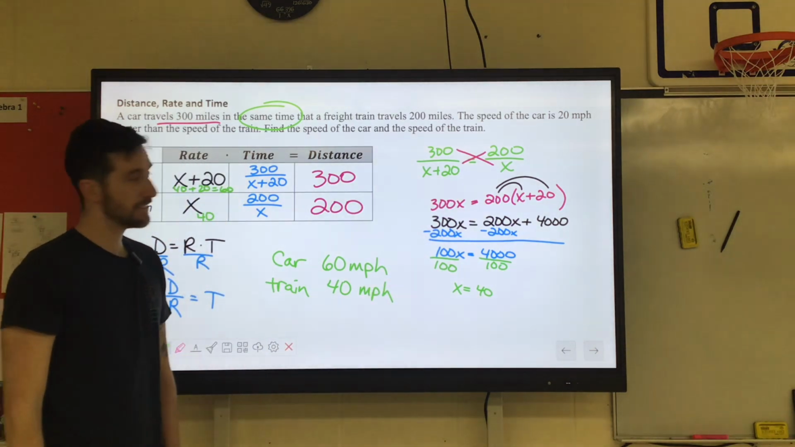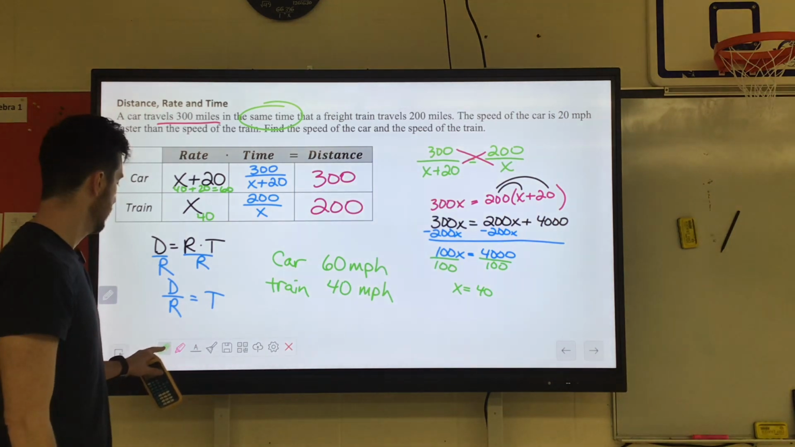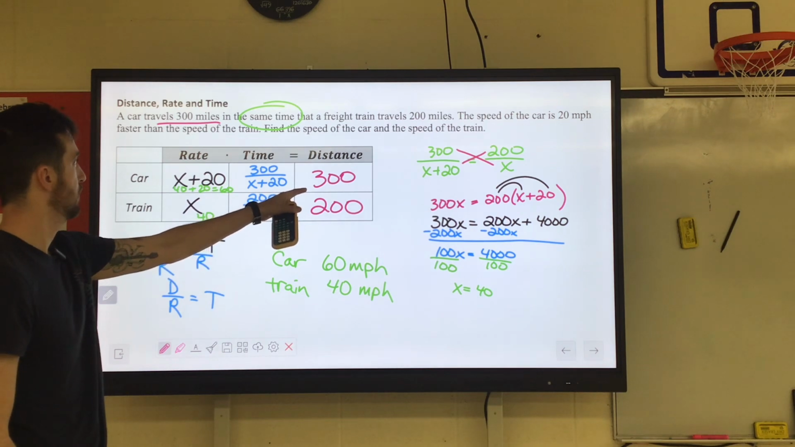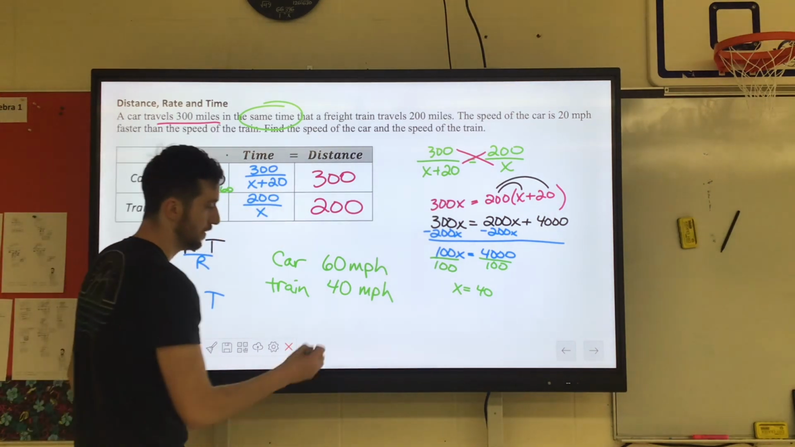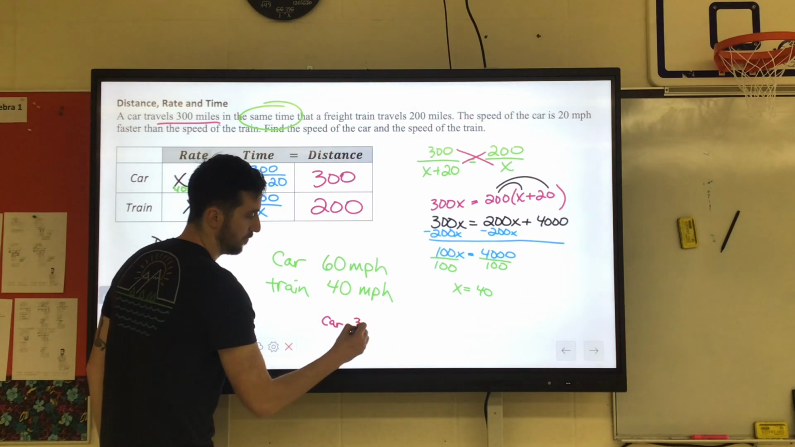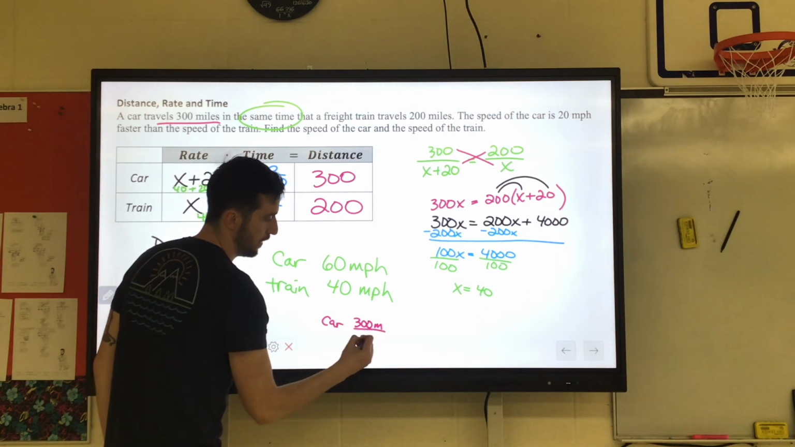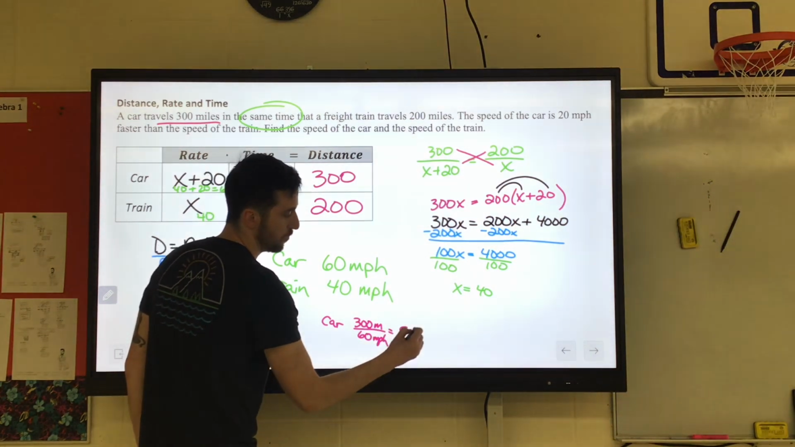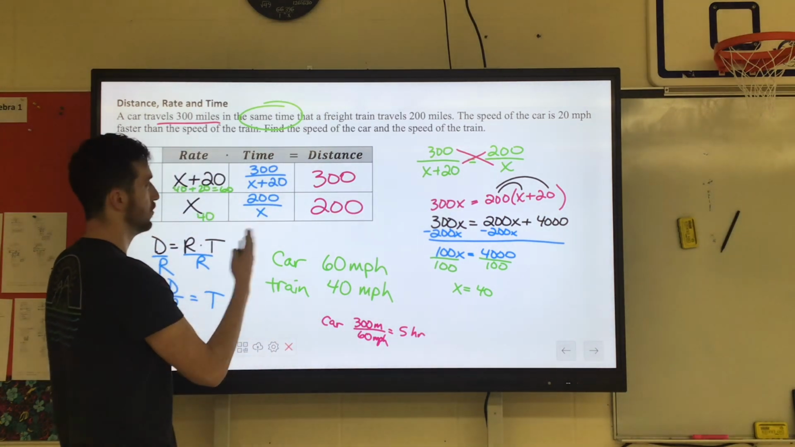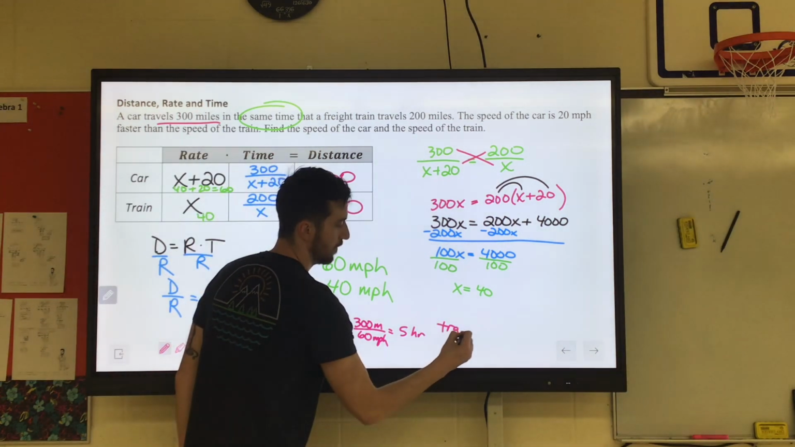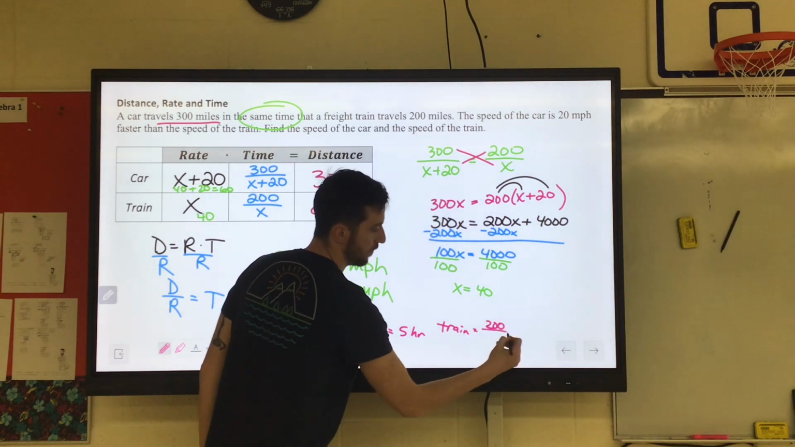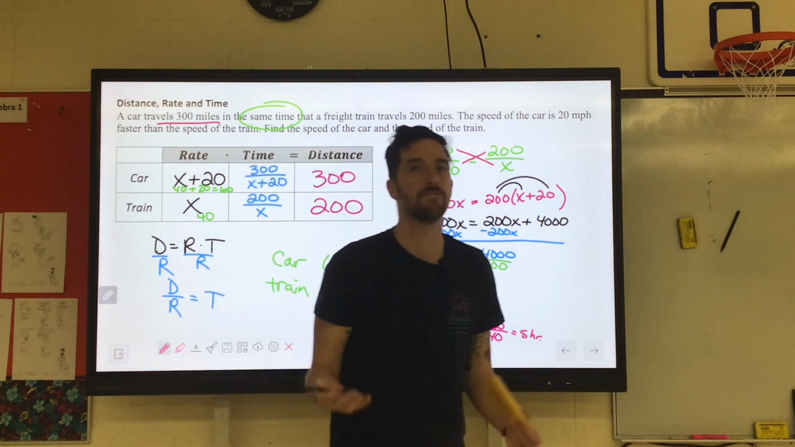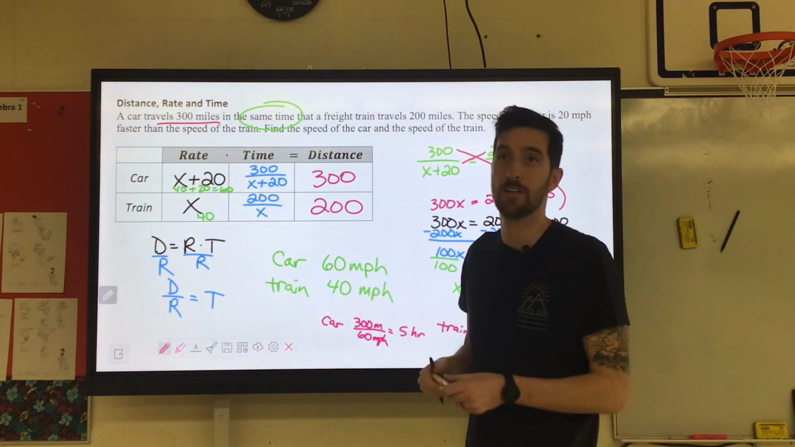Great. Now, how could you check that? You could say, all right, well, let's see, they covered 300 miles, and it was going 60 miles per hour, so the car did 300 miles divided by 60 miles per hour. So that would mean the car was traveling for 5 hours. If we did that with the train, it covered 200 miles going 40 miles per hour. So that means the train was also going for 5 hours. That's a way you could check it if you had some extra time on a quiz or a test.